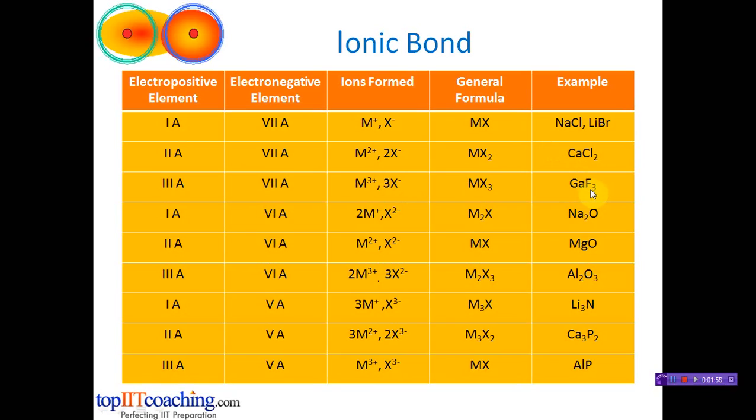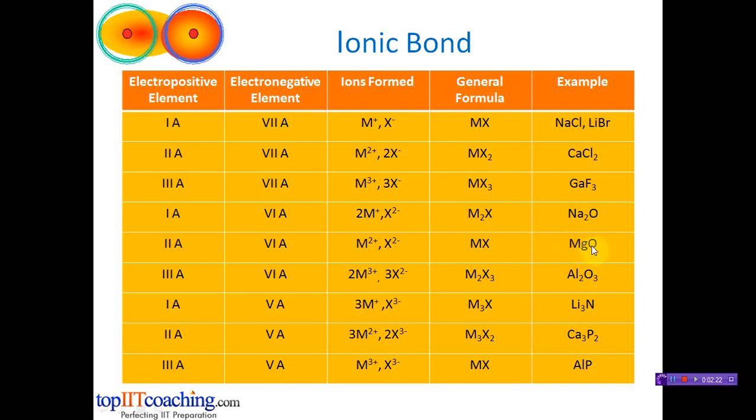Together they combine to form GaF3. Our next example is Na2O. We have already discussed sodium, that is Na, which belongs to group 1A. It forms Na+ ion, and oxygen, which belongs to group 6A, forms O2- ion. So 2 Na+ and 1 O2- ion combine to form Na2O.